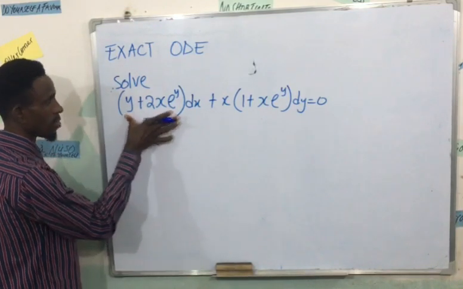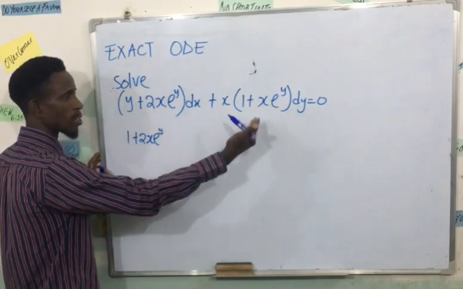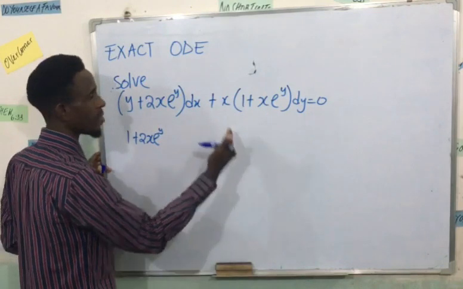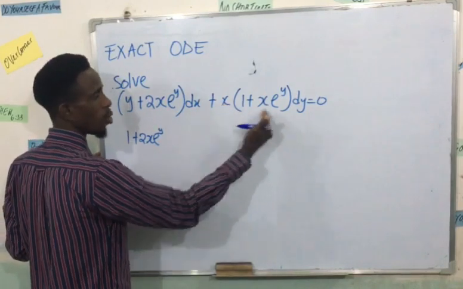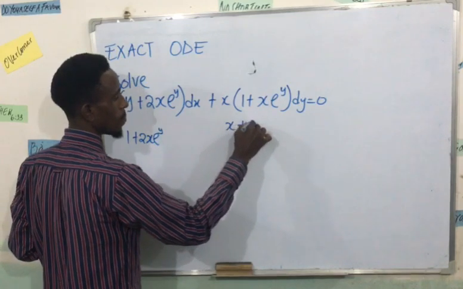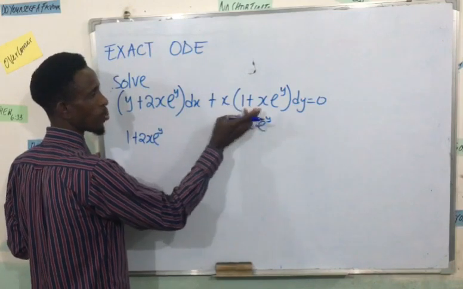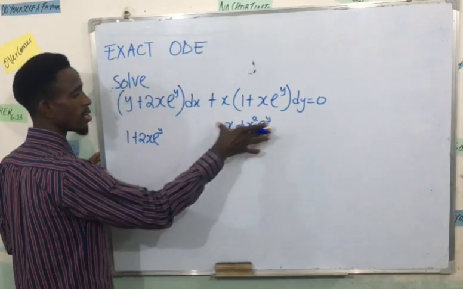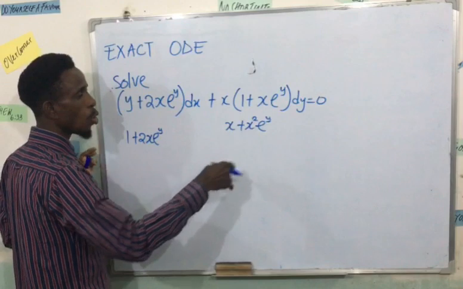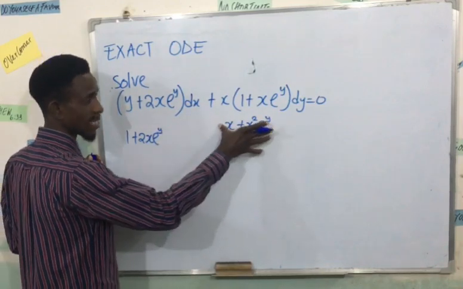That's for this. If I'm differentiating this with respect to x, it's going to be easier if I just multiply the whole thing here by my x. So I'll have x plus x squared exponential y. So if I use this x and open the bracket, I'm having this. So differentiating this now with respect to x, this is N.